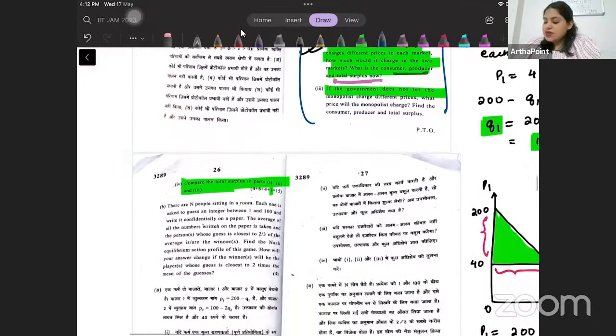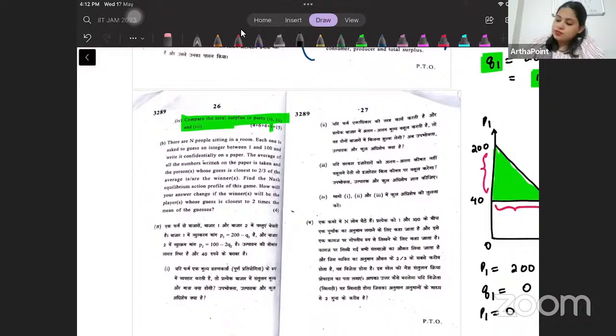In today's class, beta, we will talk about game theory. We'll take this question. This is 7B. It is a very interesting question. Let's see how it will be solved.